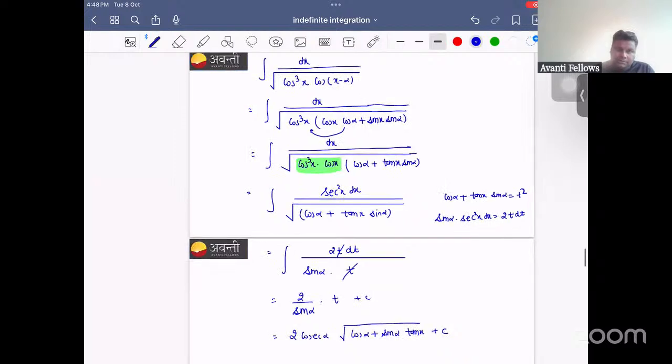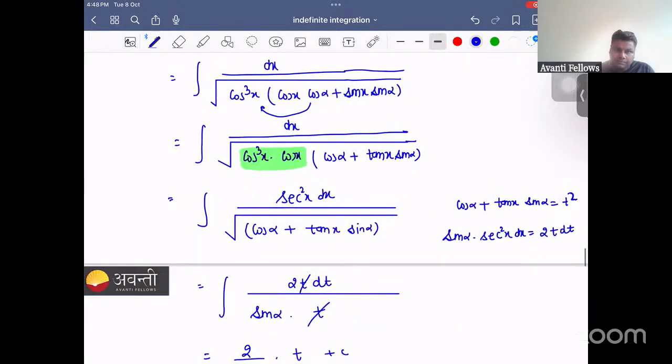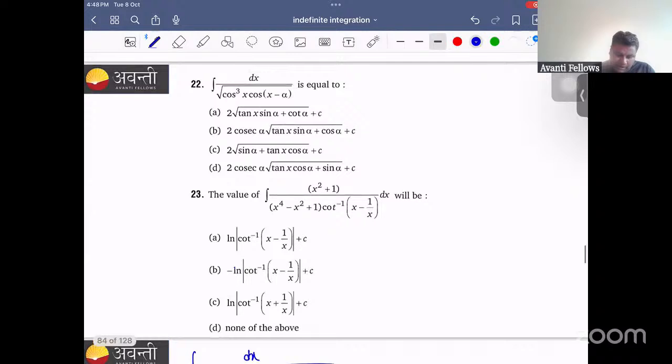Have a look. Got it? So answer is 2 cosec alpha, cos alpha plus tan x sin alpha.